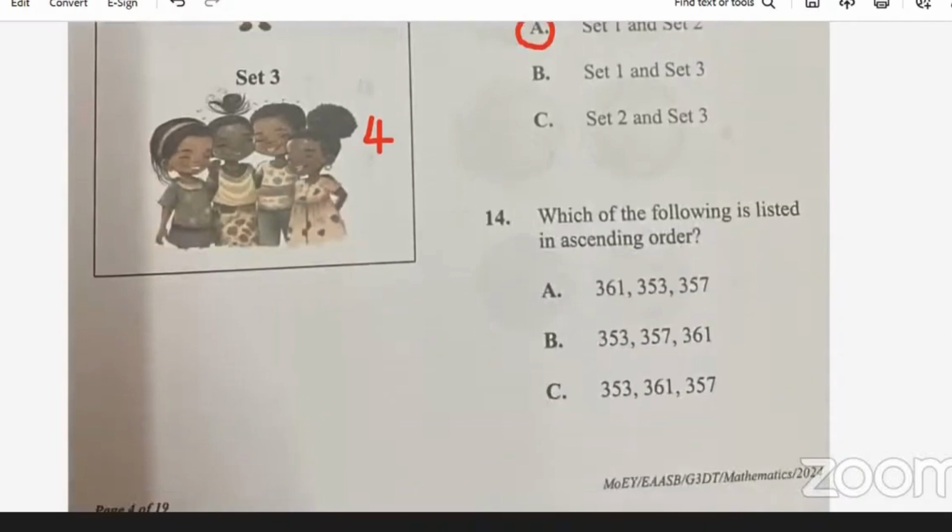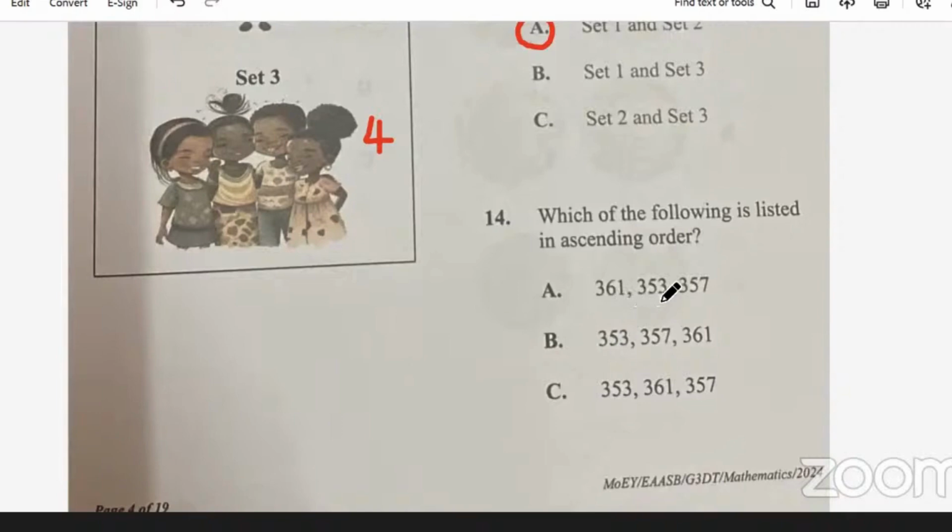All right, so question 14 says, which of the following is listed in ascending order? Ascending means increasing in value, right? Going up, not down. So increasing, meaning getting bigger or larger. So let's look at the set of numbers. Which one do we see where the number starts from the very smallest to the largest number?